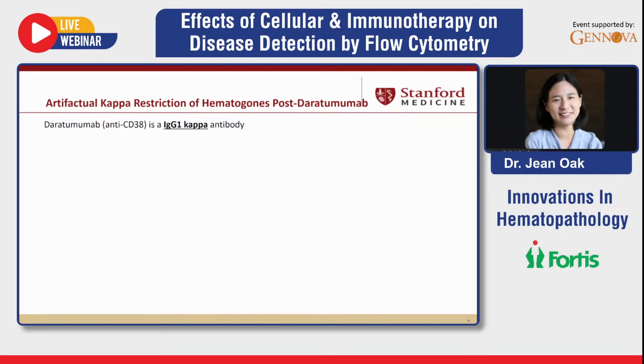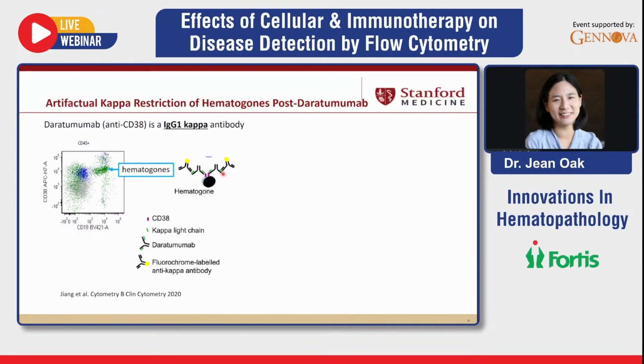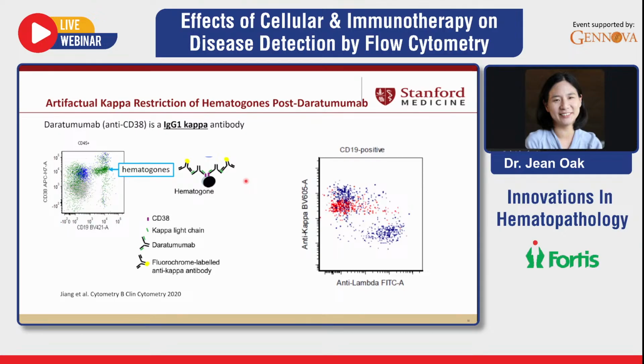If you recall, daratumumab is an IgG1 kappa antibody, which basically means, if you look at the CD19 versus CD38, hematogones actually express quite a bit of CD38. So the daratumumab will bind to the CD38 on hematogones, and because this is a B cell too, when you add on the anti-kappa antibody, it will act more like a secondary antibody. It's not going to bind to the CD38, but it will bind to the kappa of the daratumumab. So you'll see a very characteristic pattern, with very flattened, very homogeneous expression of the population expressing kappa. This is a known artifact, and it's important not to call this an abnormal population because it is purely artifactual.